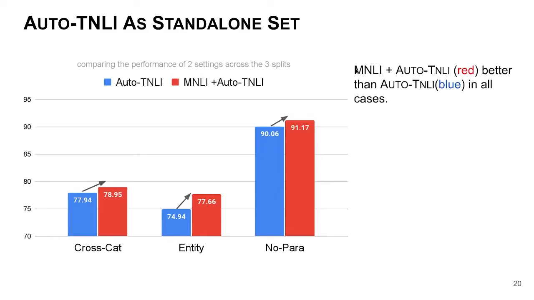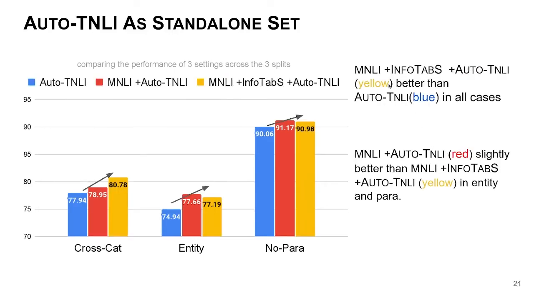Now MNLI plus AutoTNLI gives a better result than only AutoTNLI, and MNLI plus InfoTabs gives a better result than AutoTNLI, but MNLI followed by only AutoTNLI is slightly better than MNLI and InfoTabs plus AutoTNLI in the entity split and the paraphrasing split.